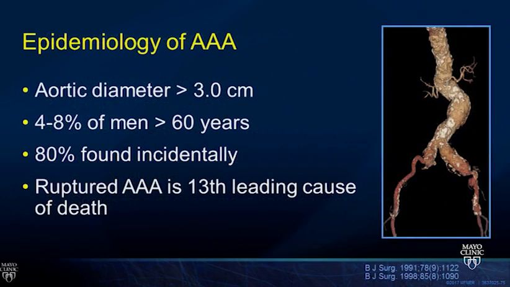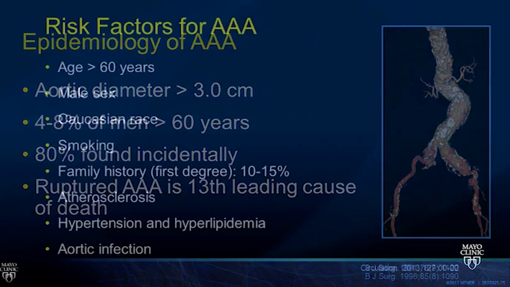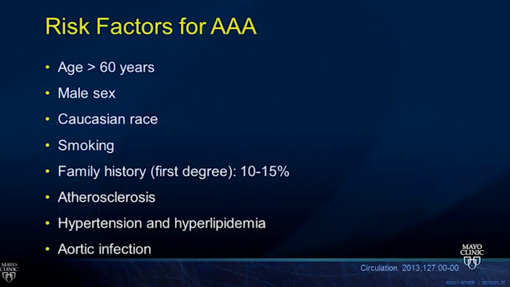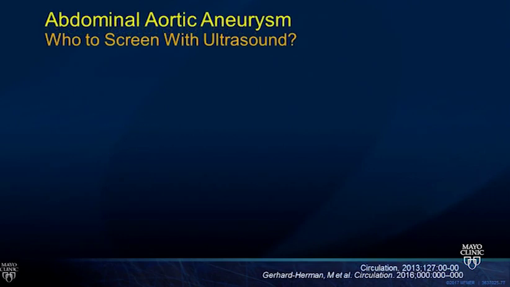So AAA. So an aneurysm of the abdominal aorta is anything more than 3 centimeters. And we see this in somewhere between 4 to 8% of men over the age of 60. And interestingly, most are found incidentally. And ruptured AAA is the 13th leading cause of death. So the risk factors for AAA: age, male sex, Caucasian race, smoking, family history in a first-degree relative, atherosclerosis in another territory, and then the other risk factors: hypertension, hyperlipidemia, and then the rare aortic infection.